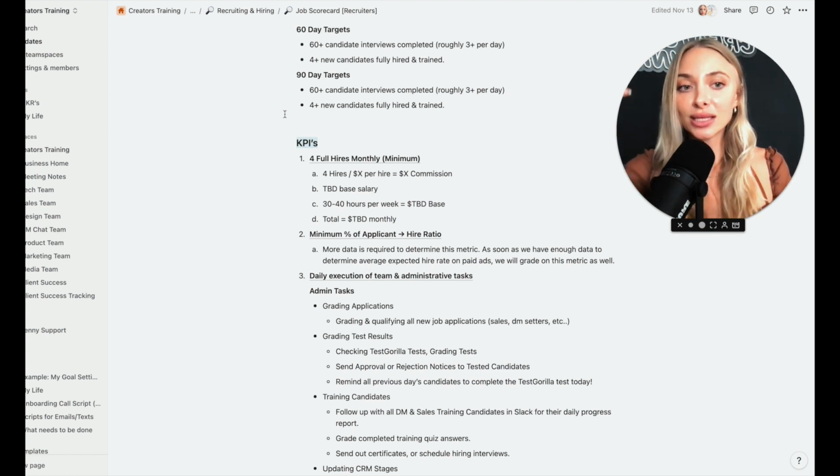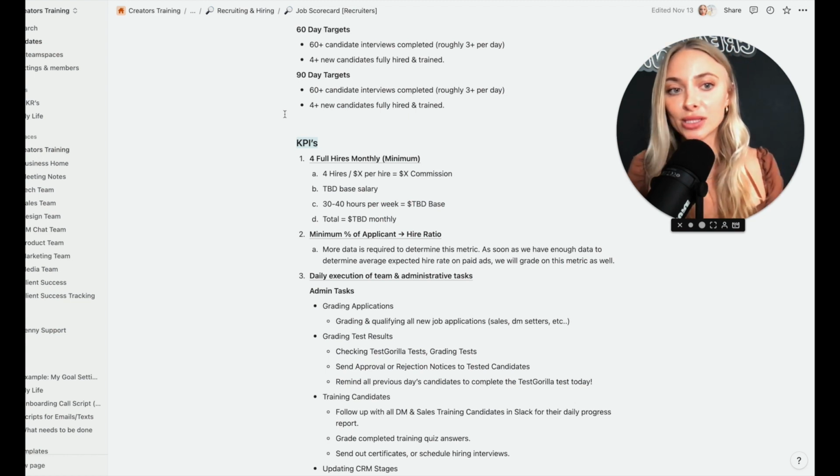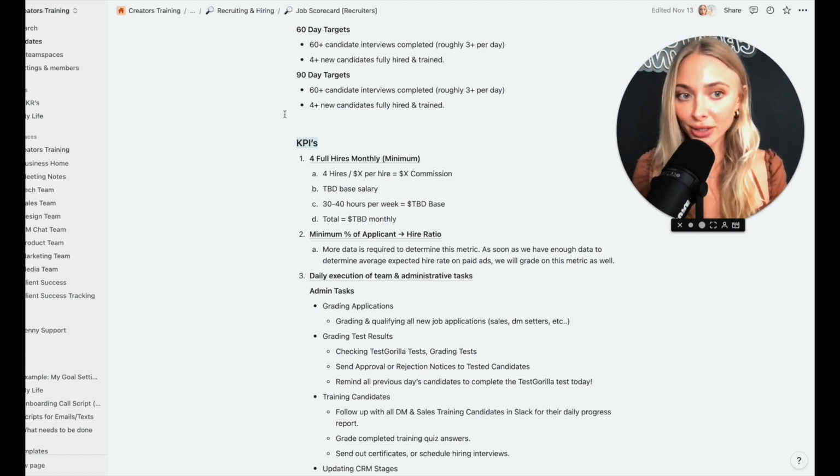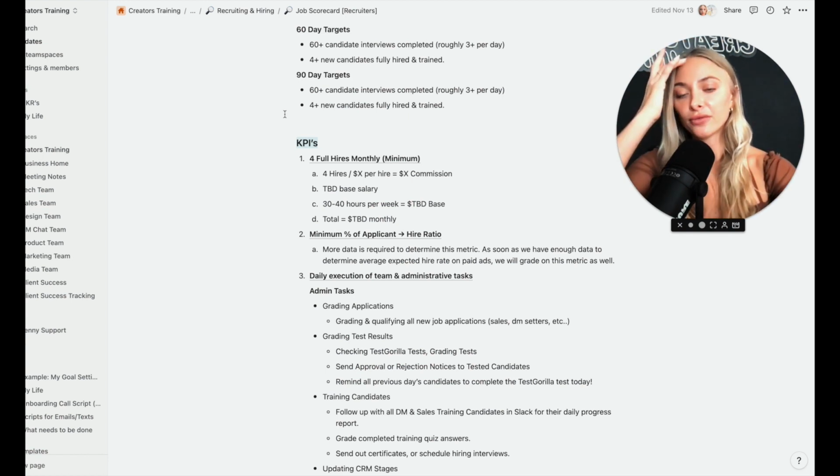Because if you just can't afford having a B player on the team that just hires 1 person instead of 4, then that person needs to be leaving your company because it's not up to your standards. So make sure you have the KPIs outlined.